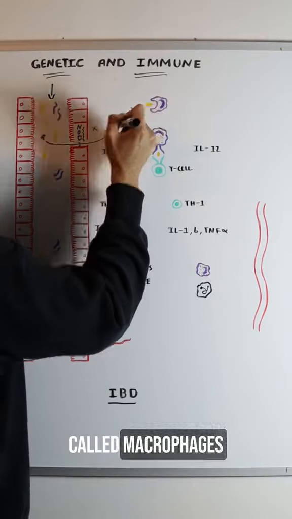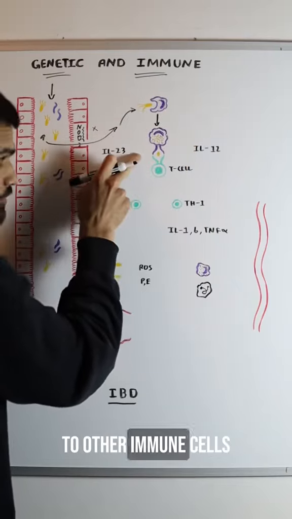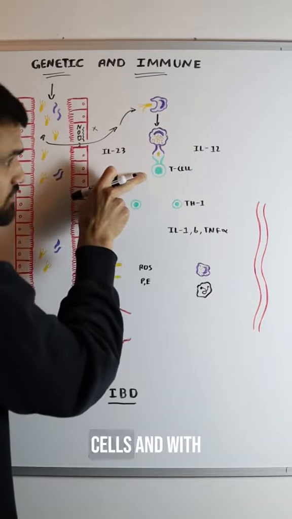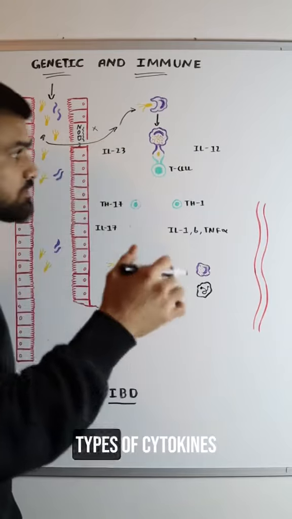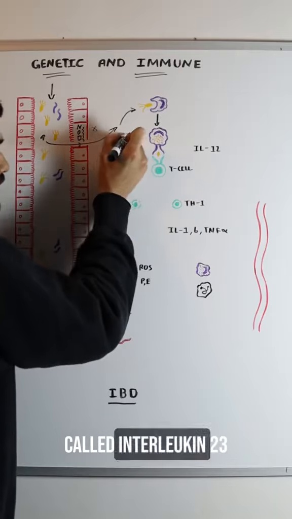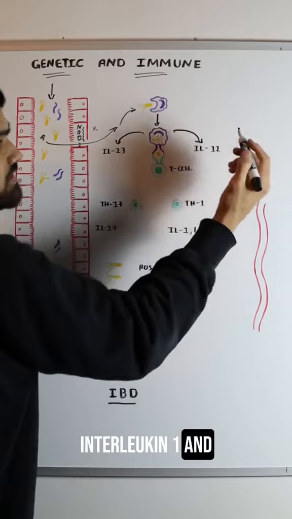called macrophages, which engulf this bacteria and break it down into little particles and present it to other immune cells called naive T cells. And with this interaction, the macrophages get activated and they start to release different types of cytokines called interleukin 23, interleukin 12, and there are other ones, interleukin 1 and TNF alpha.